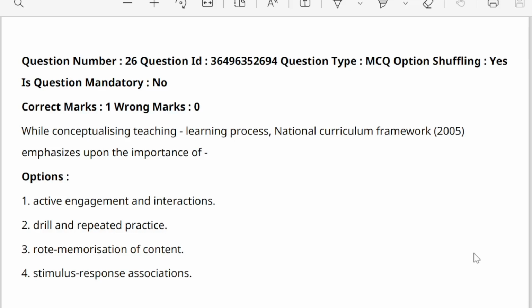The correct answer is 1, because the NCF and the NEPs do not talk about drill and practice or rote memorization or stimulus response. So active engagement, interaction, knowledge of real life situations is what the NCF 2005 talks about. Do remember that the core vision of the NCF 2005 is learning is fun and learning without burden.